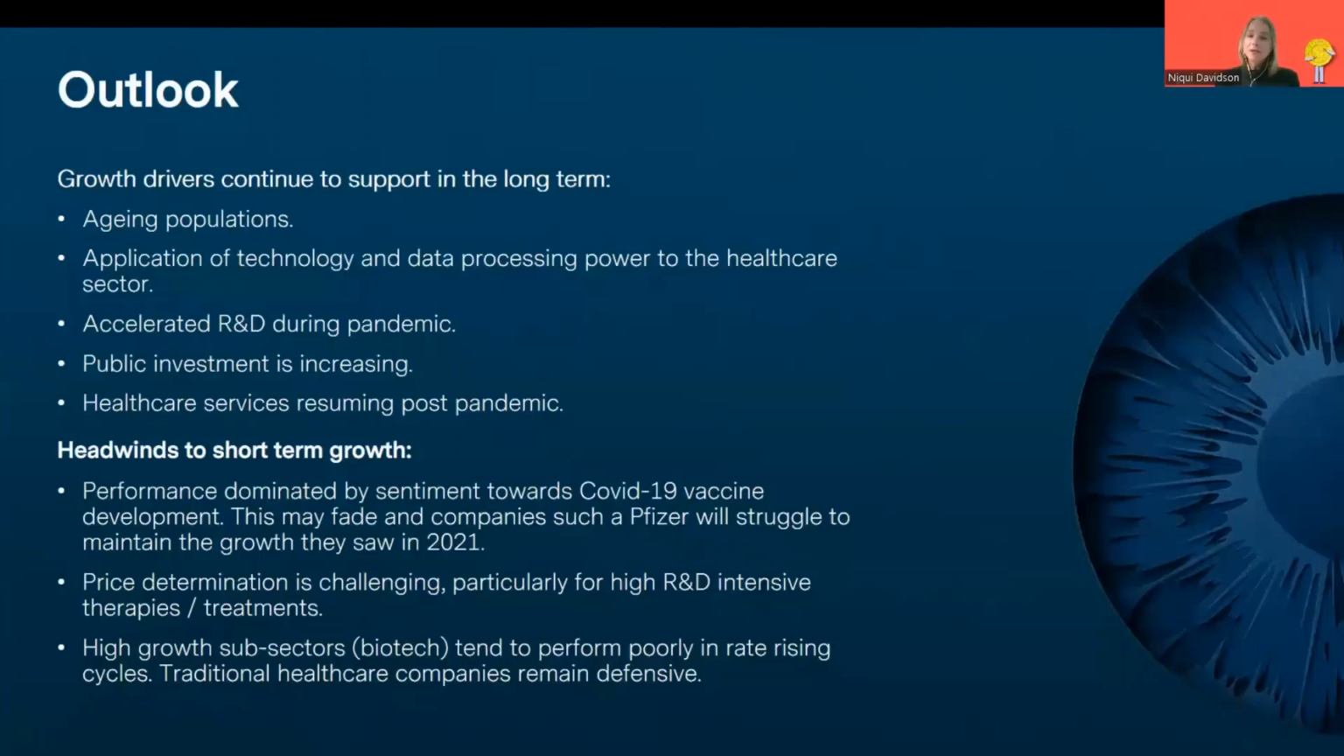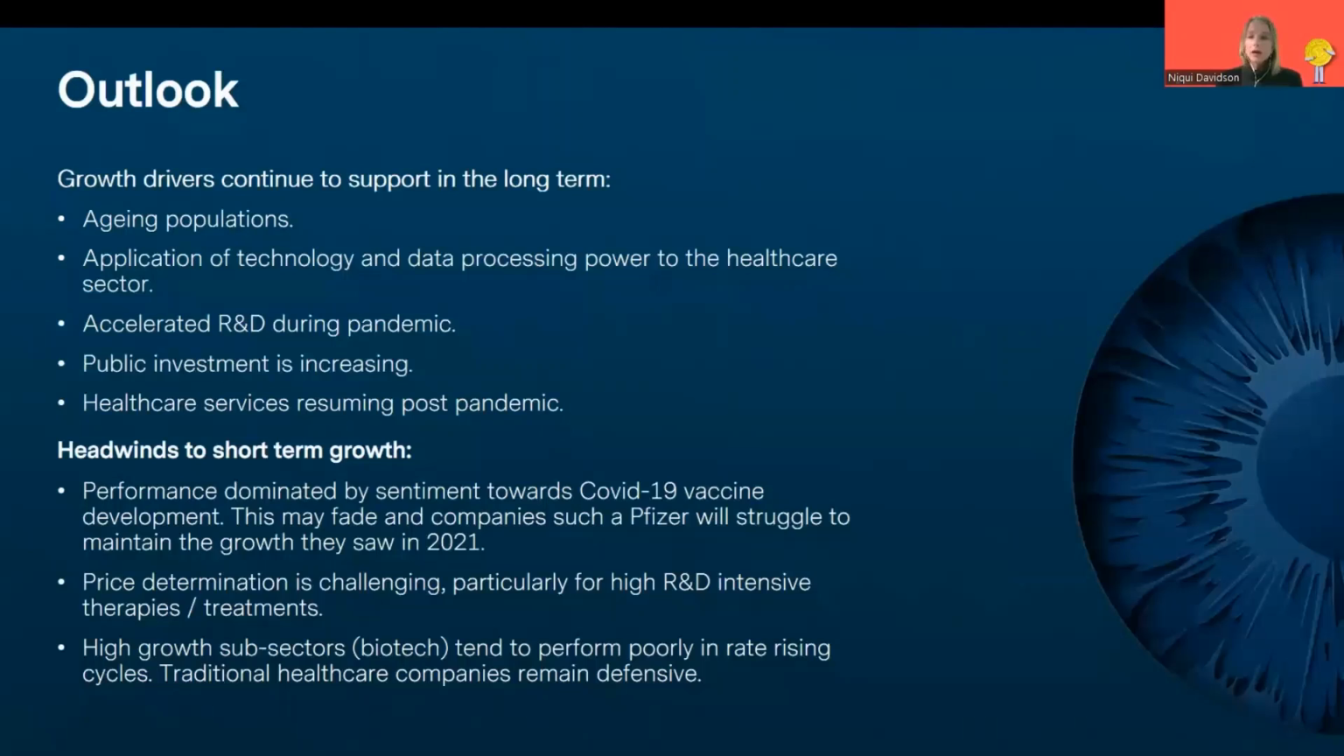So a number of processes may have been put on hold, such as elective surgeries or possibly FDA approvals. This is not unique to the healthcare sector, but as we resume to normality post the pandemic, we should see some growth and performance from that.